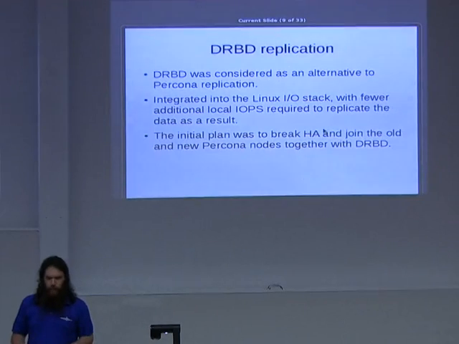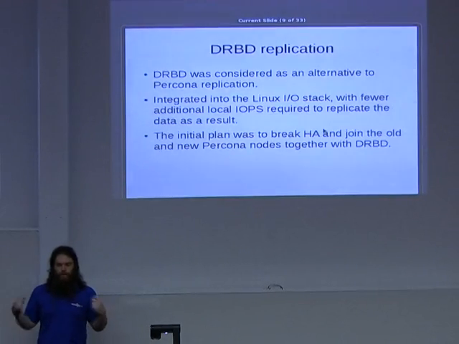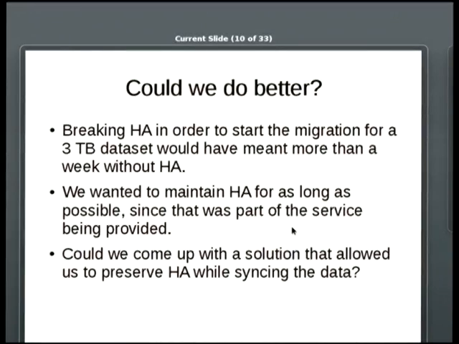And so the initial plan we came up with was, we have a pair of HA nodes in the cluster. Let's break that DRBD link and then form a new DRBD link between the node running Percona and the new Percona master to migrate the data, which would have worked, but the issue with doing that is with a 3 terabyte data set, the initial sync for your data takes quite a long time.